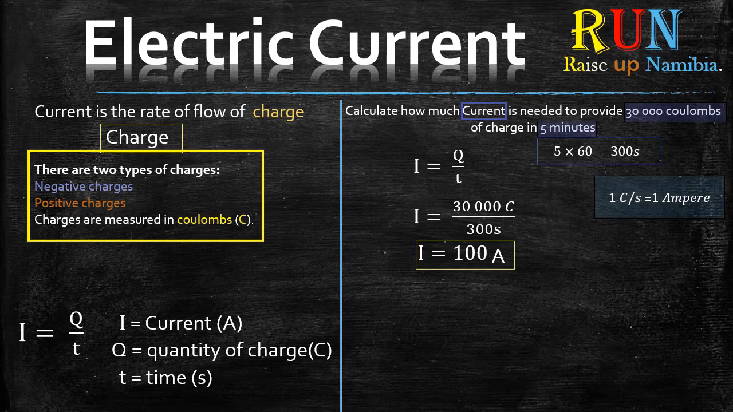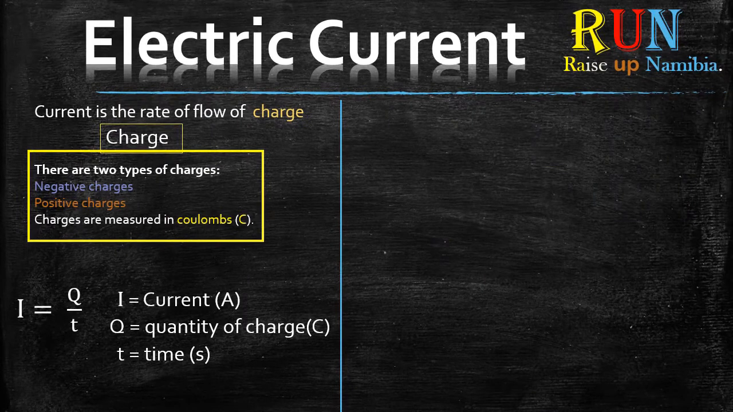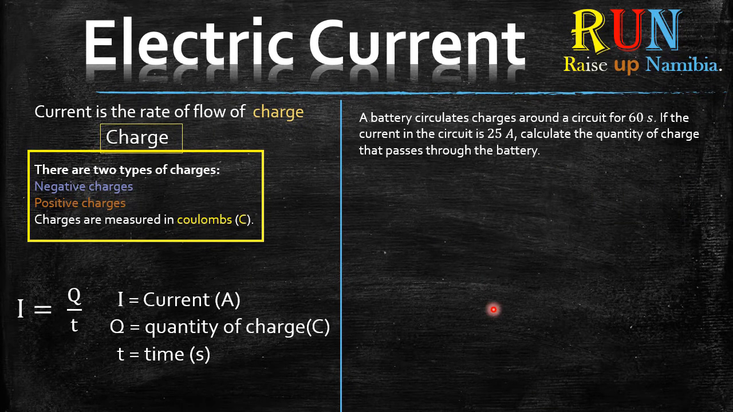Now let's take a look at another example. I want you to pause the video and try finding the correct answer to this question, okay? Pause the video now. Okay, so it reads: a battery circulates charges around a circuit for 60 seconds. If the current in the circuit is 25 amperes, calculate the quantity of charge that passes through the battery.